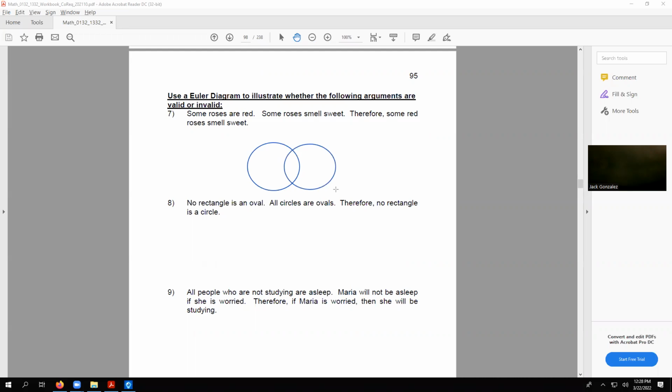Do these circles overlap? So one circle should be some roses are red, some roses smell sweet. Therefore, some red roses smell sweet. So I'm gonna make this red rose here. Call it RR. And roses that smell sweet, we'll just say it's not red, but they're sweet.